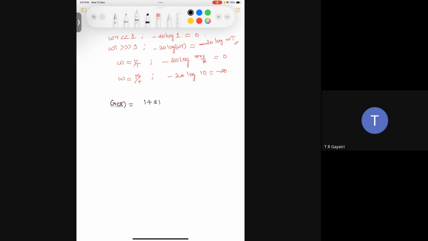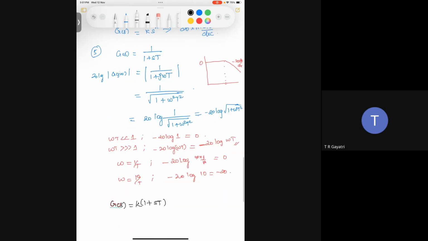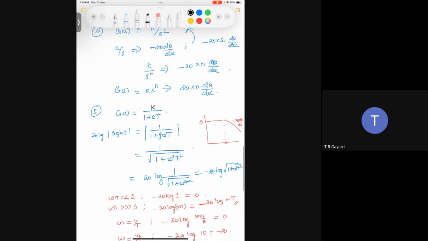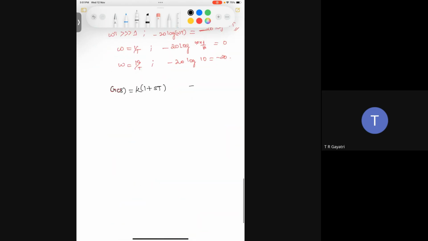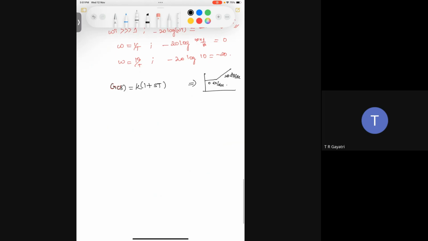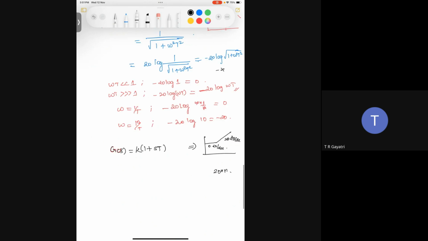If the only zero we have in our system is k of 1 plus st, instead of k by 1 plus st, then it will be at 0, and then it starts to increase 20 decibels per decade. Until that, it will be 0 decibels per decade. Similarly, for powers, this will get multiplied by 20 into n. Here it is minus 20 into n for n powers of this transfer function.